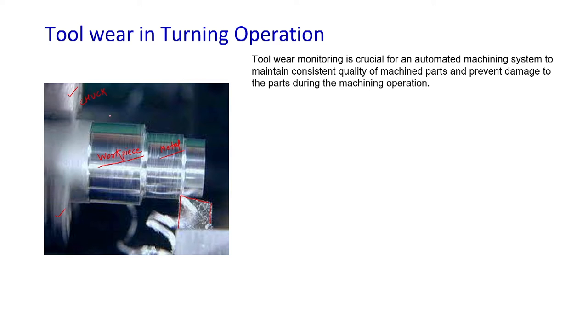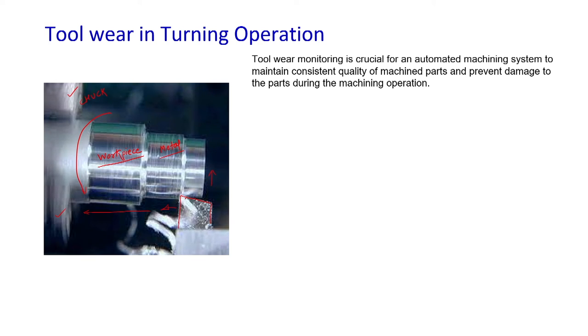The workpiece is rotated at a high speed. And then we are having a relative motion between the tool and the workpiece. So here the tool is moving in this direction along the longitudinal direction, as well as we can have the movement of the tool in the transverse direction as well. The transverse direction movement would be gradual. However, there would be a continuous movement along the longitudinal direction.